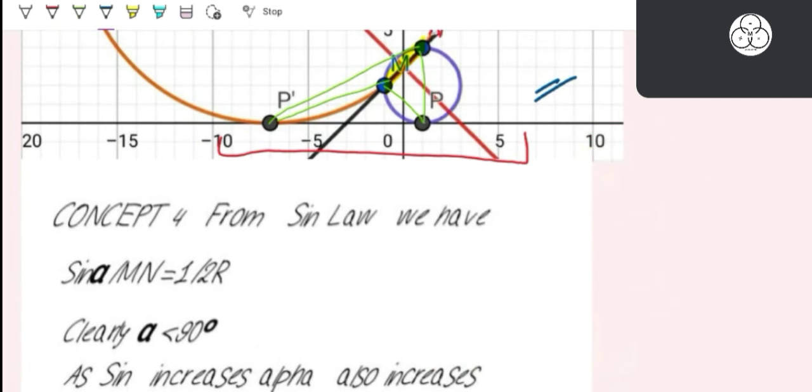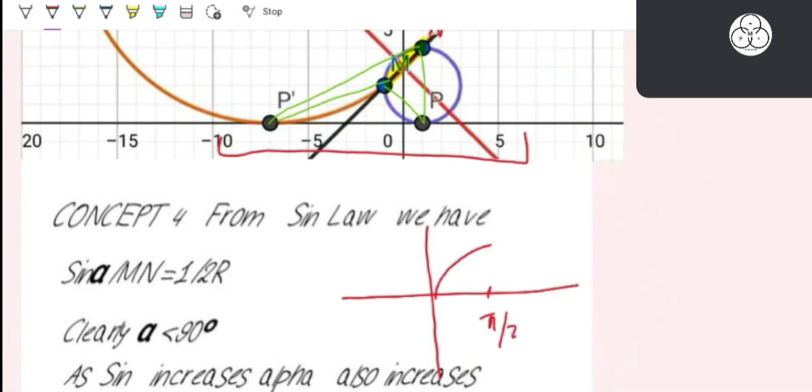Now among them, this radius is smaller. We have the graph of sine. This is x equals pi by 2, and this is x equals 0. From 0 to pi by 2, sin x is an increasing function. As the value of alpha increases, the value of sin alpha also increases.